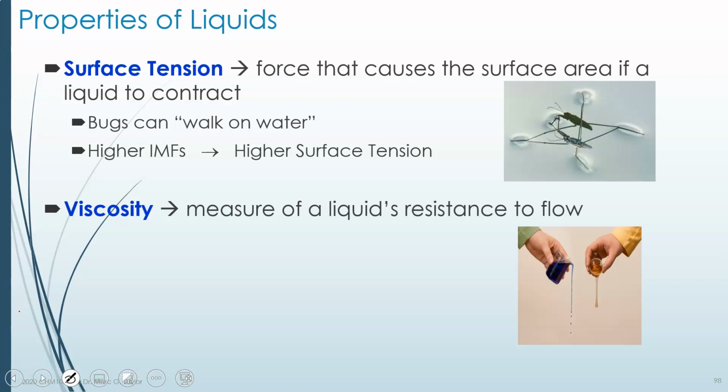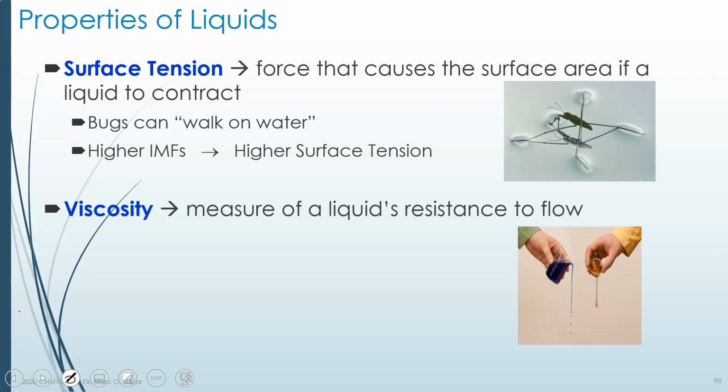We know that oils and syrups tend to be very thick compared to, say, water and gasoline. Gasoline has very weak IMFs, so it has very low viscosity. It pours very, very easily. Syrups are made with sugars dissolved in water.